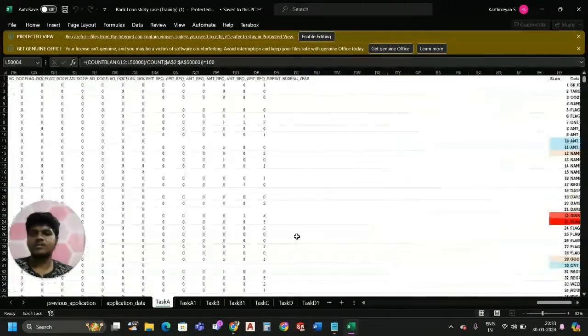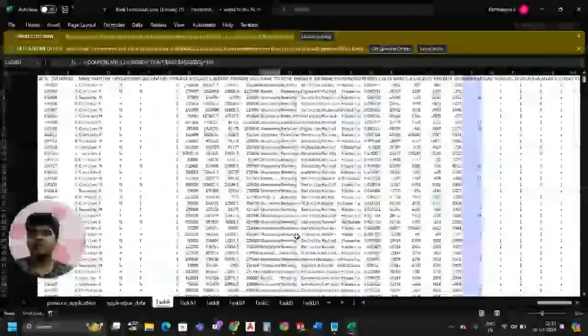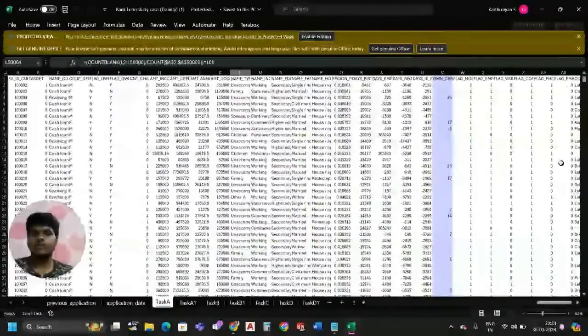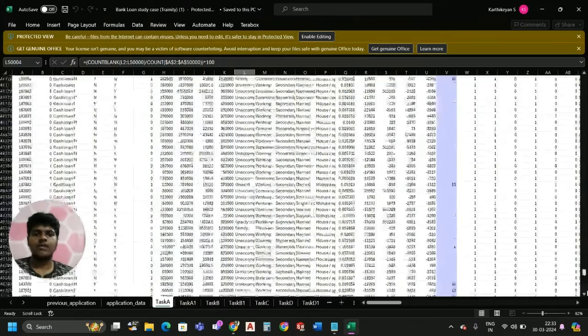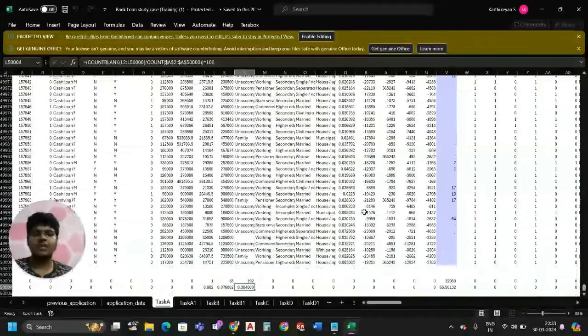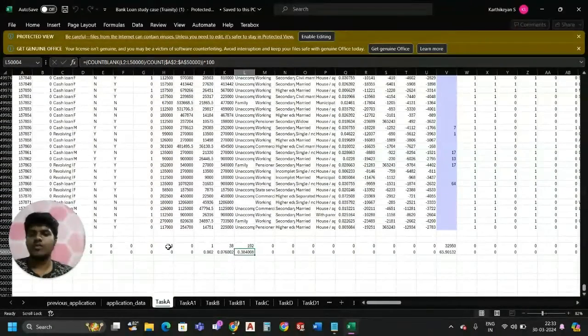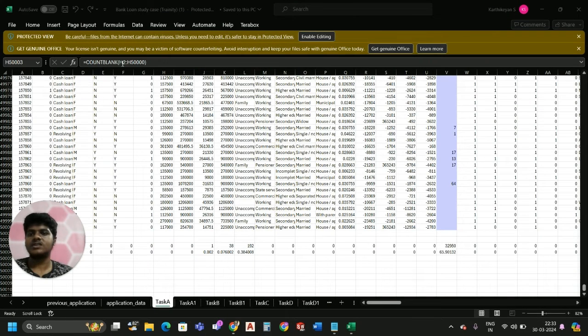For task 1, to count the number of blanks or missing values, we have used this formula, COUNTBLANK, from the range H2. H2 means the column and the row number, to the maximum range, that is 50,000 rows we are having.